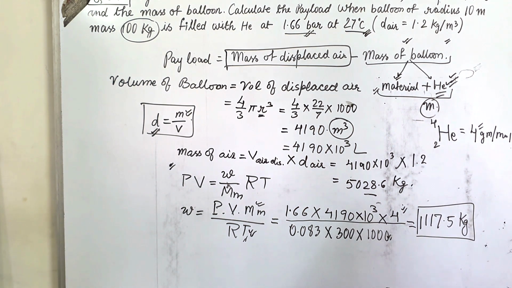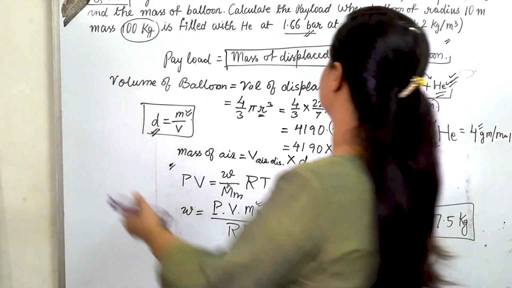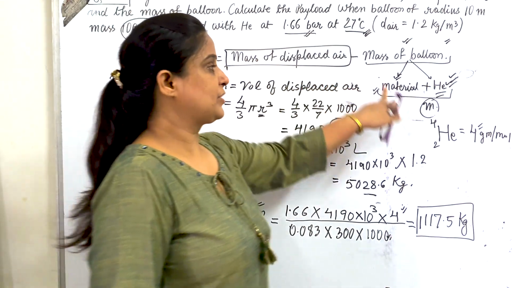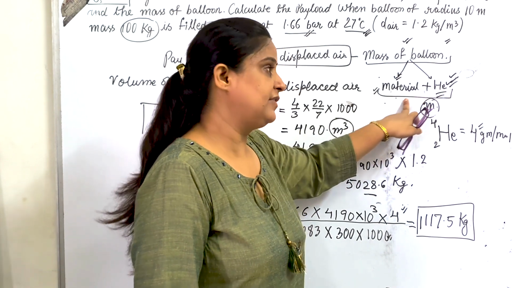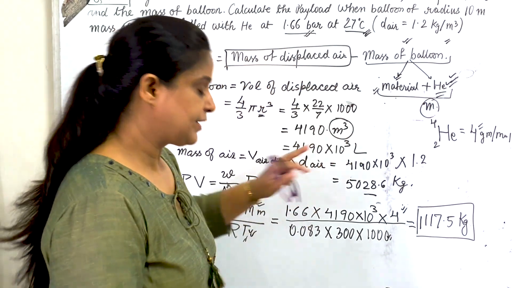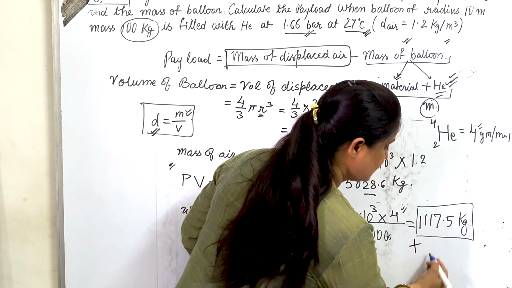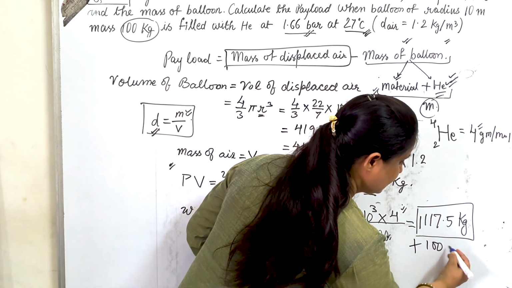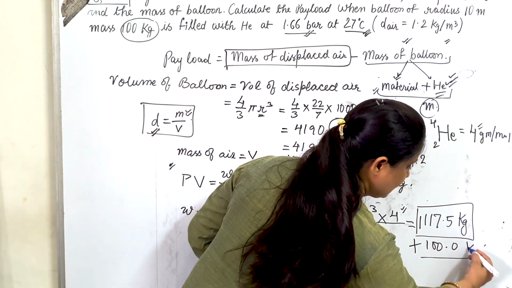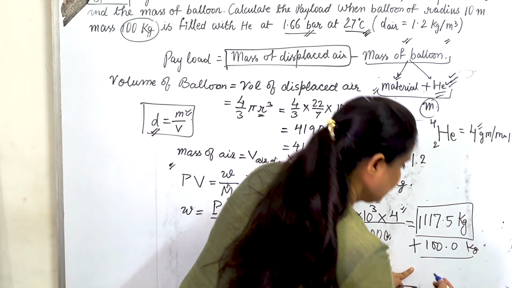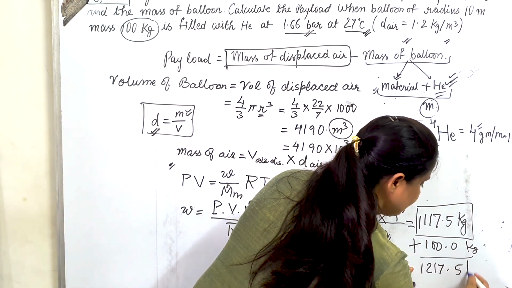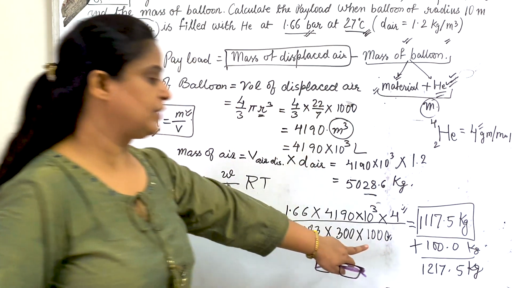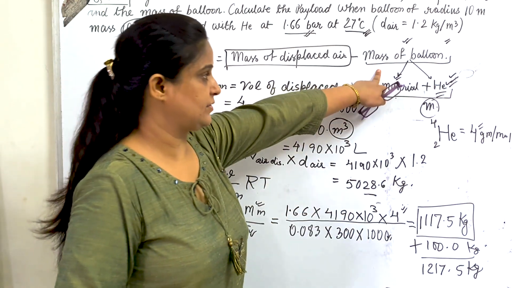So this is 117.5 kilograms. Now we have the mass of the helium, and we can add it with the material. How much material is given? 100. So I am adding 100.0 kilograms to it. So what will I be getting here? 1217.5 kilogram. So 1217.5 kilogram is the mass of the balloon.